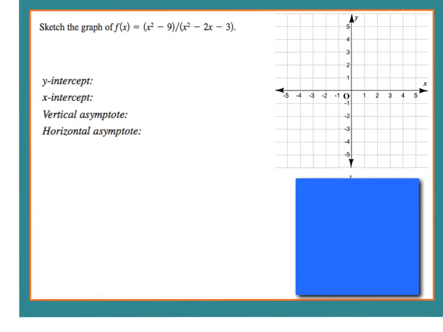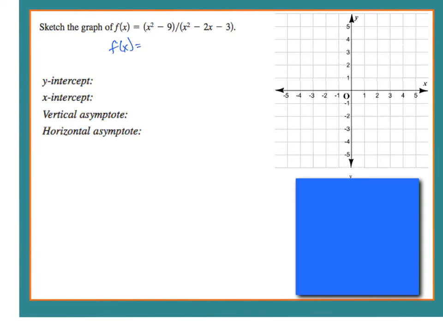All right, so if I got x squared minus 9 over the quantity x squared minus 2x minus 3, how many quadratics do I have going on here? I got 2 of them. What are you going to do to them? You're going to factor them up.